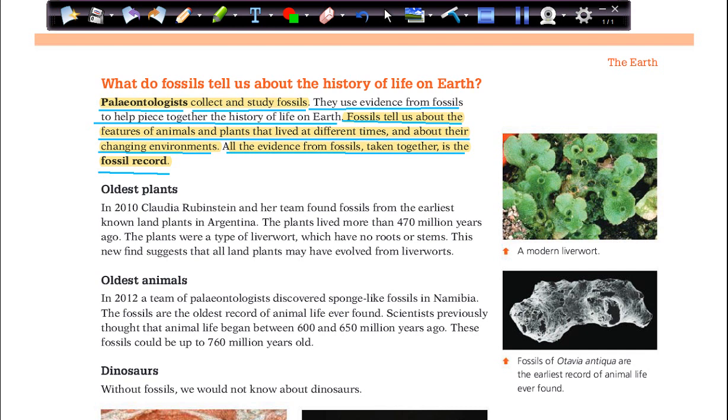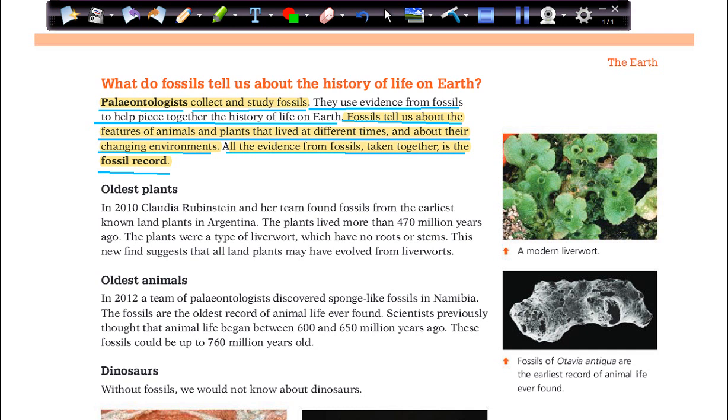So the paleontologists collect fossils, study them, and piece them together, because they are like pieces. They study the features of the animals and plants that lived for many years or at different times, and they can see the history of the Earth through these fossils. And they record this evidence, taking it together in a fossil record.